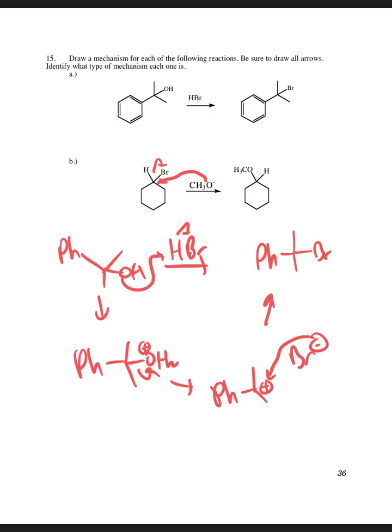Okay, so the first one is an SN1, the second one is an SN2. Okay, the second one we have the strong base, strong nucleophile with the methoxide, so it has to be an SN2 mechanism. The first one we don't have a strong base, and it's a tertiary leaving group, so it has to be an SN1.